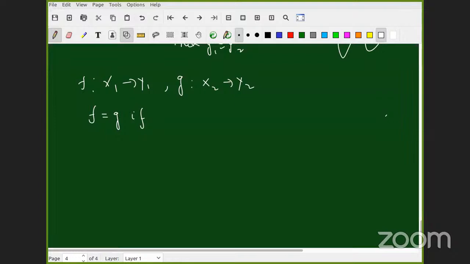Krishnamurthy, you want to say something? Yes, sir, it must be X1 equal to X2. Very good. The domain, the set X1, equal to X2, and the codomain also should be equal, Y1 equal to Y2. Then only can I talk of equality of functions. And the rules also should be the same.